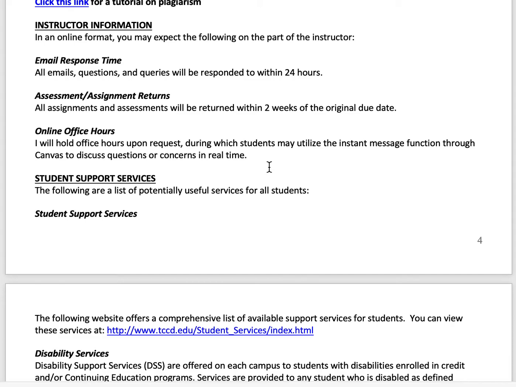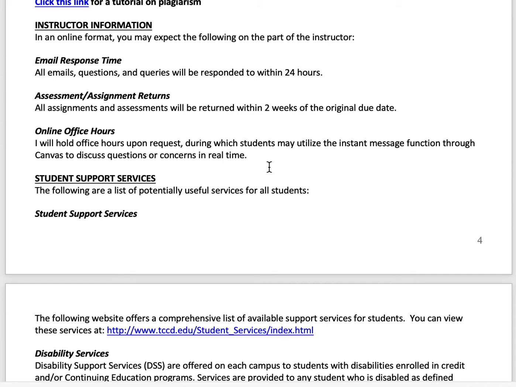If you need me, please email me. I will happily email you back within 24 hours. Like I said, either the Canvas email or the other email, the Gmail, is fine. Assignments will be graded within 2 weeks. Now, that's really for major writing assignments. Shorter assignments like blogs and discussion boards are graded on a weekly basis, so you'll always have those grades quickly.